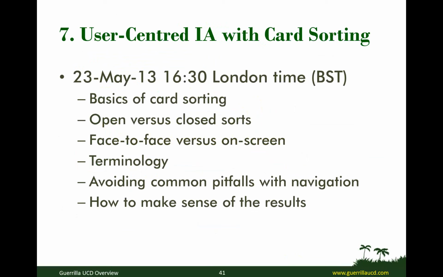Webinar number 7 is user-centered information architecture with card sorting. You can use card sorting for a variety of different things. You can actually use it for screen or form design, but mostly we use it for menu and navigation design. We'll be talking about the basics of card sorting, and we'll be looking at open versus closed sorting, face-to-face versus virtual on-screen sorting, and talking about what constitutes good terminology. We'll also be going into some of the background, how to avoid pitfalls of navigation, and how to make sense of the results. So looking at cluster analysis and some of the basic ideas behind the results that we get from the typical card sorting exercise.